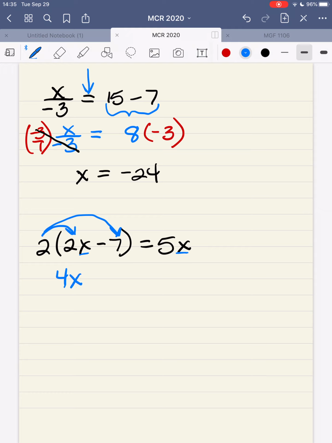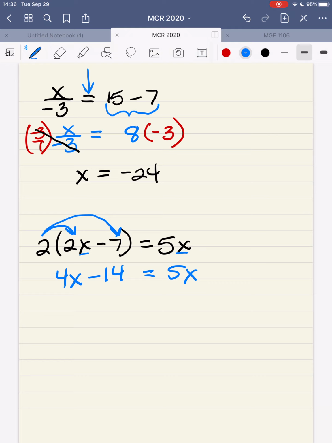I have -7 or -7 times 2. A negative and a positive is going to give me a negative. And 2 times 7 is 14. And that's going to be equal to my 5x, which I've done nothing for. Right, now there's a couple ways you can go ahead and do this. I can actually finish this in one step, and that's how I'm going to do this.